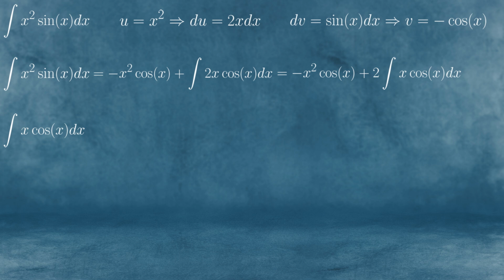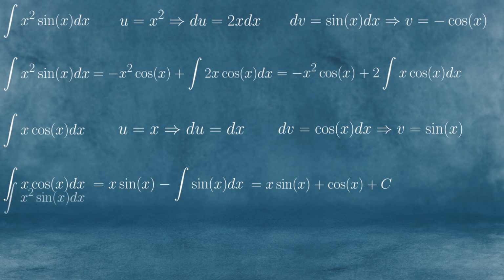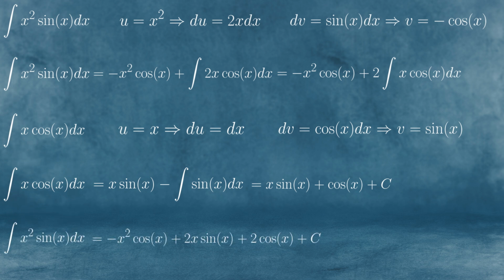We're going to say that u is equal to x, so du is equal to dx. And dv is going to be cosine of x dx, so v is equal to sine of x. Thus, the integral of x cosine of x dx will be equal to x times sine of x minus the integral of sine of x dx, which is equal to minus cosine of x. Thus, if we put all the results together, we end up having that the original integral will be equal to minus x squared cosine of x plus 2x sine of x plus 2 cosine of x plus c.